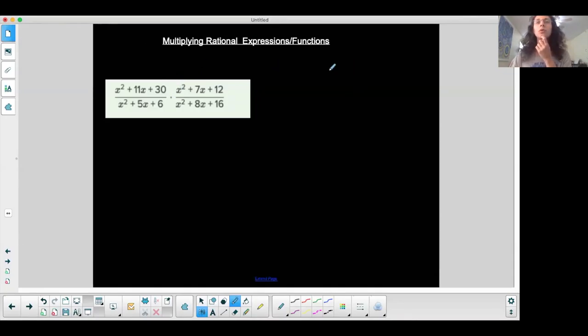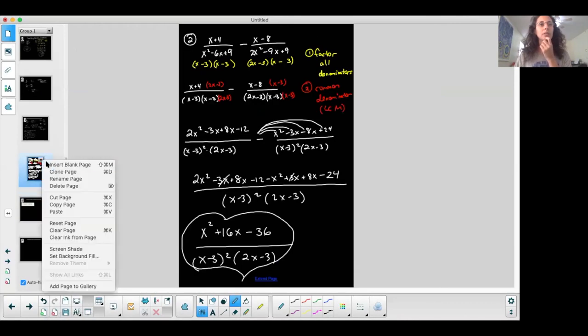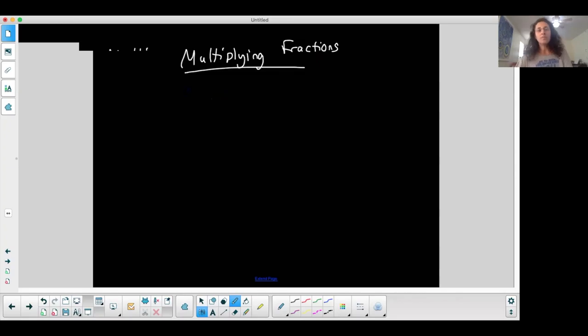What do I need to do when I'm multiplying? Well, I told you guys in one of my other videos that rational expressions function as fractions. So I want to be able to multiply fractions, and then that'll help me with multiplying rational expressions. So how do I multiply fractions? Let's take, for example, something from back in the day.